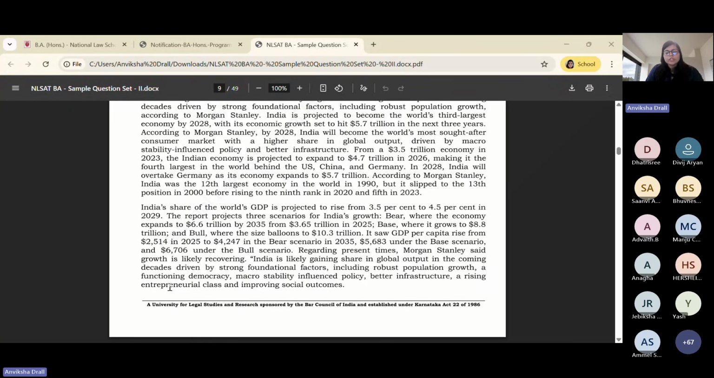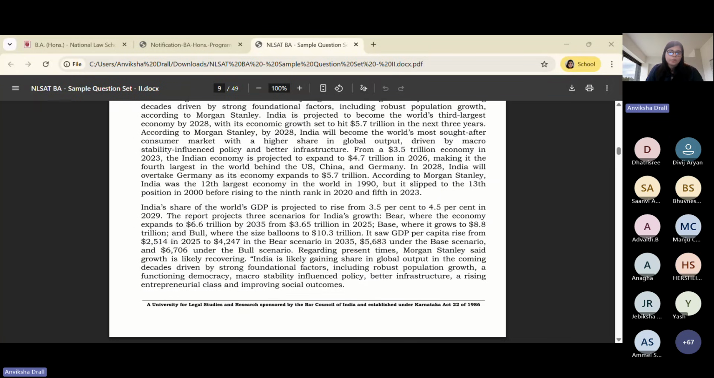The report projects three scenarios for India's growth. Bear, where the economy expands to $6.6 trillion by 2035 from $3.65 trillion in 2025. Second one is the base, where it grows to $8.8 trillion, and bull, where the size balloons to $10.3 trillion. It saw GDP per capita rise from $2,514 in 2025 to $4,247 in the bear scenario in 2035, $5,683 under the base scenario, and $6,706 under the bull scenario.